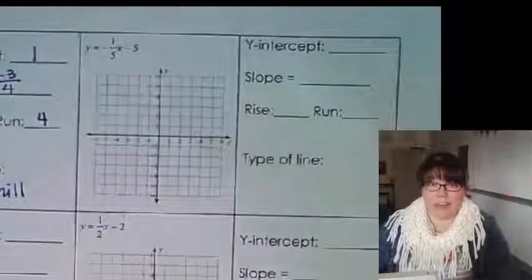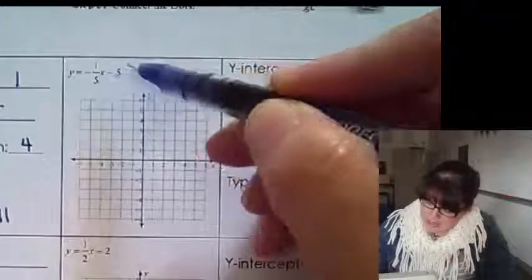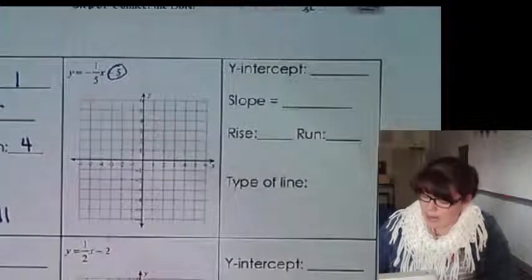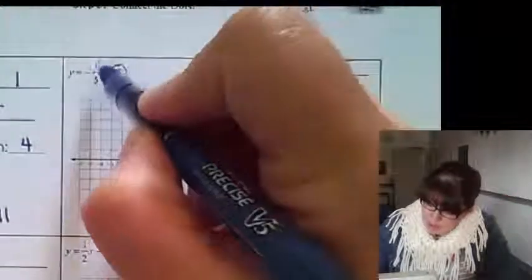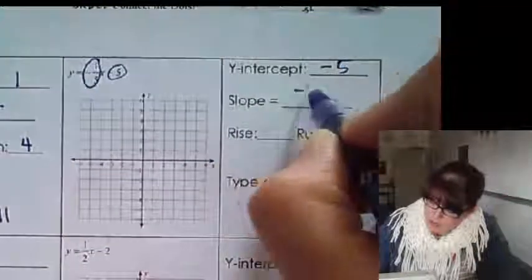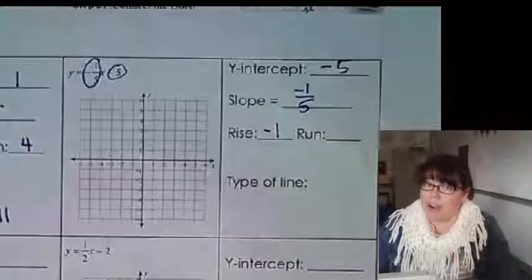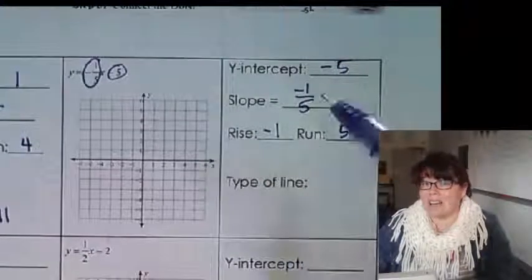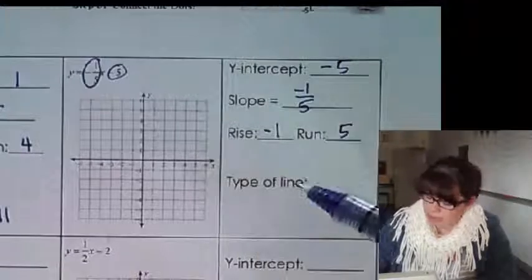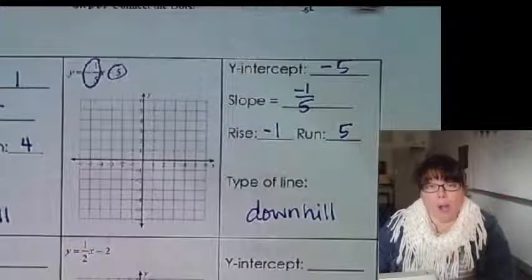Taking a look at the next one here. We've got y equals negative 1/5 x minus 5. Minus 5 is my y-intercept, negative 5. My slope is going to be m, which is negative 1 over 5. That means my rise is going to be down 1 or negative 1. My run will be 5. Now, if my slope is negative, that means the type of line should be a downhill line. All right, so I know what I'm expecting.